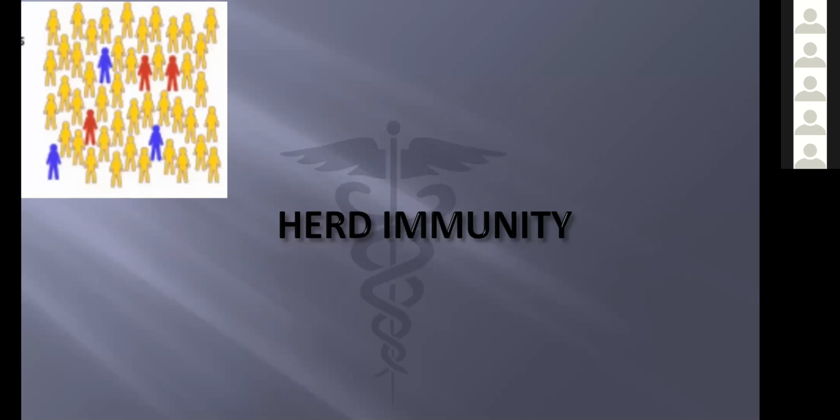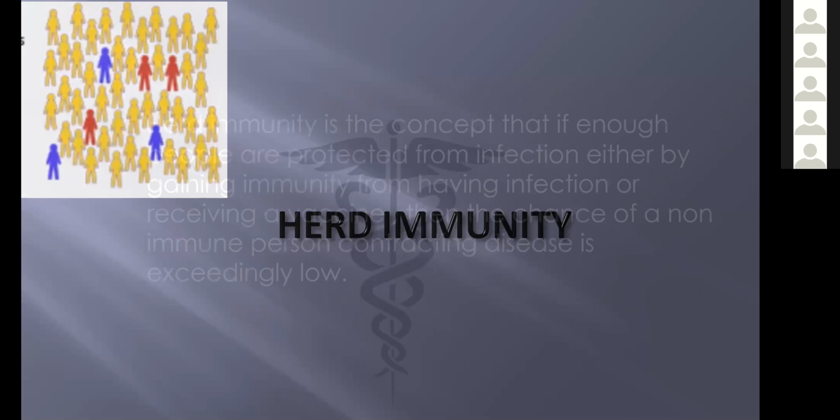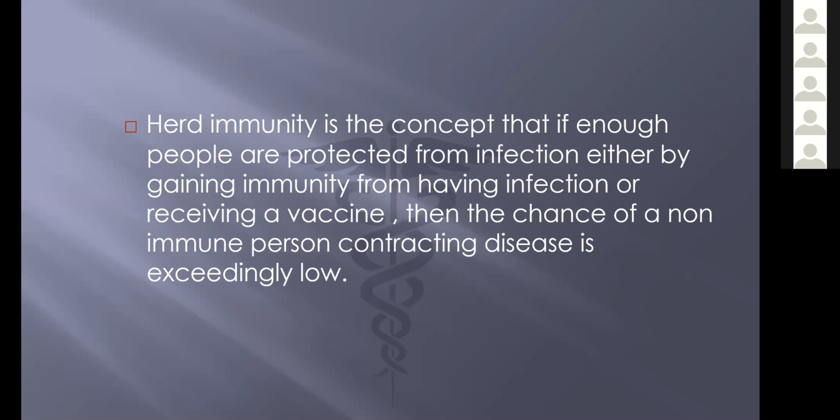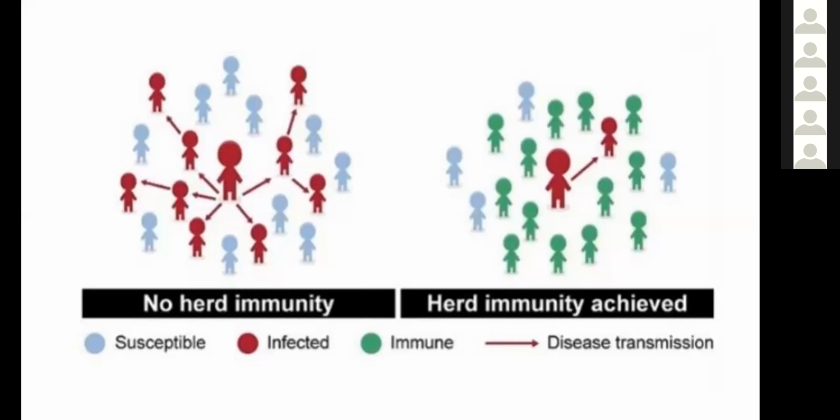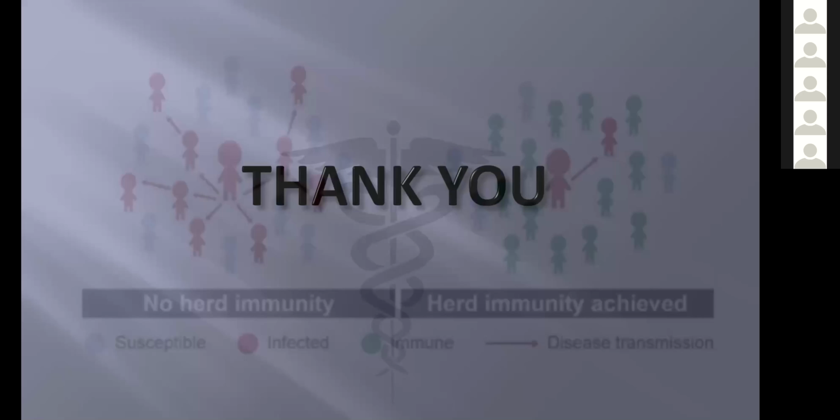Now about herd immunity. Herd immunity is the concept that if enough people are protected from infection, either by gaining immunity from having the infection or by receiving a vaccine, then the chance of a non-immune person contracting the disease is exceedingly low. However, infection protection by gaining immunity is nowadays not much preferred. And you can see in this diagram that if more persons are immune, the disease transmission would be very less, and we can control the pandemic to an extent. And that's all. Thank you.